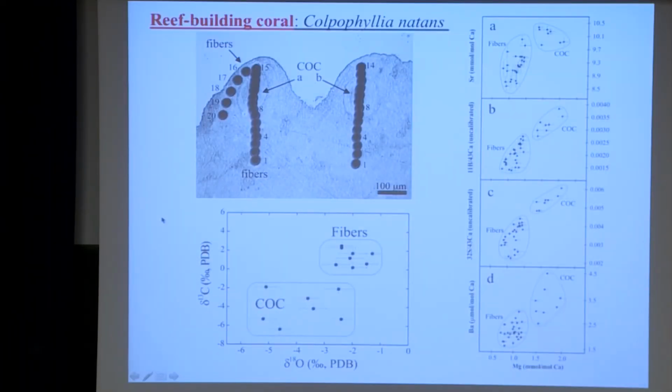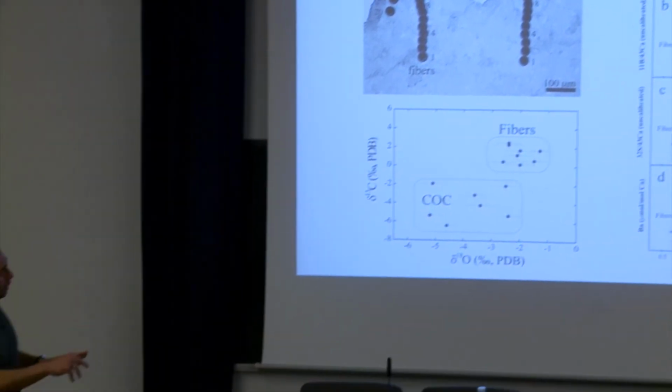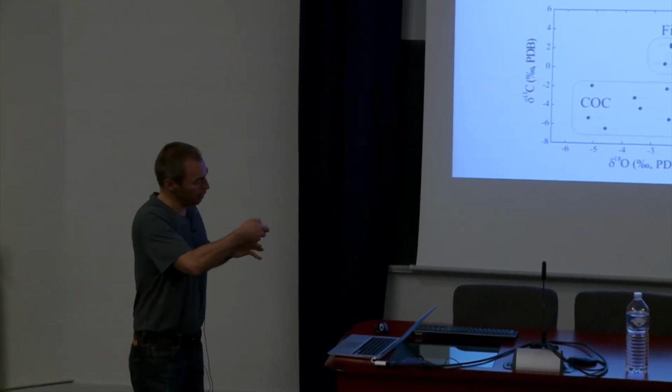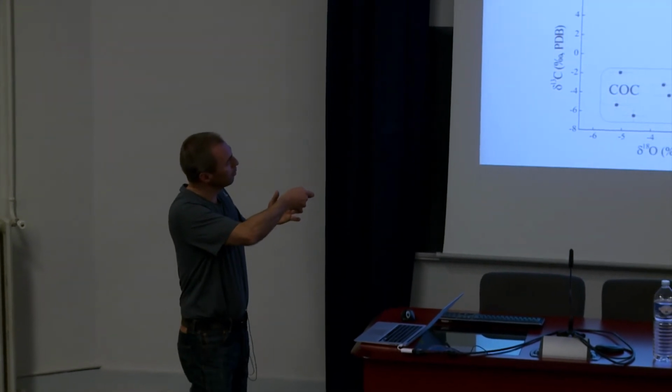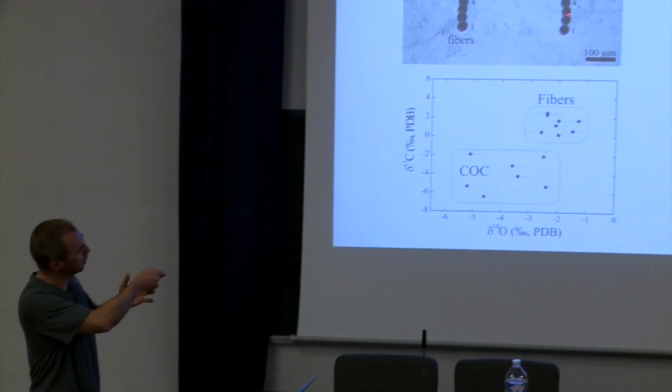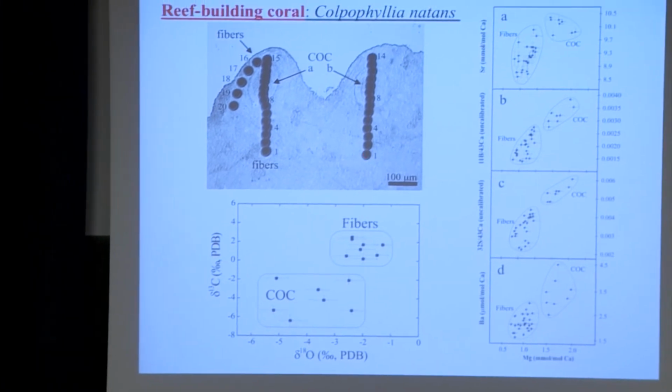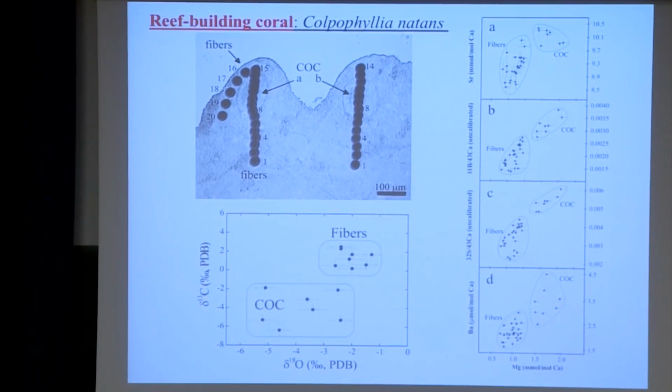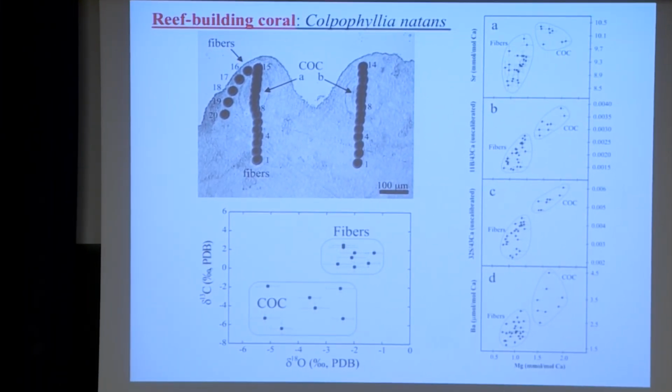So here is an example of a coral. Now this is a reef-building coral. This is a coral that lives at the sea surface. Look at the scale now. This is 100 microns. Each of these beam spots are 20 microns. So this is not the nanosims. This is a conventional ion microprobe that has measured this.